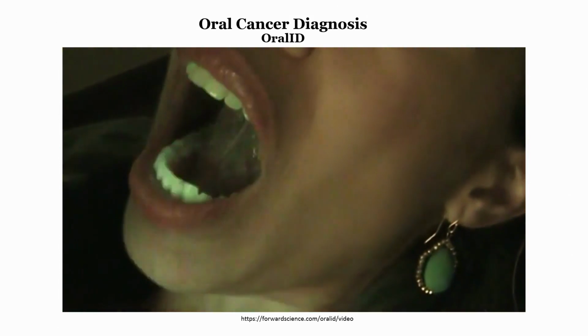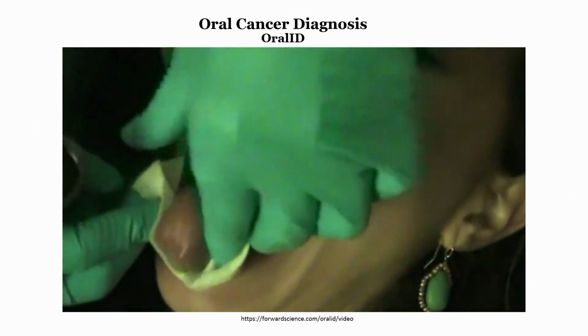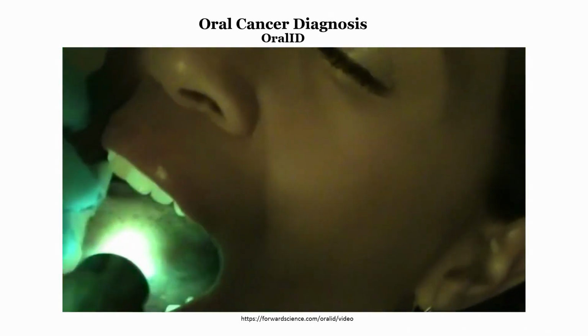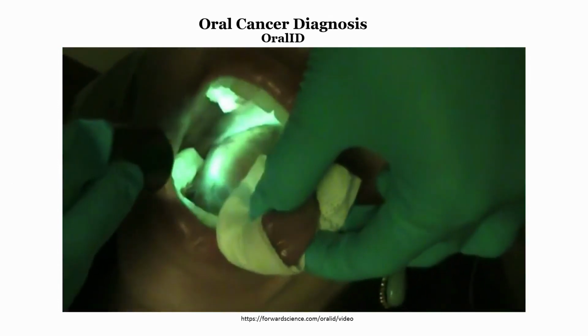Okay, good deal. And just stick your tongue out for me. Just going to grab with a 2x2 and look on the sides of the tongue. The lateral borders and under the tongue are the common places for oral cancers to occur.